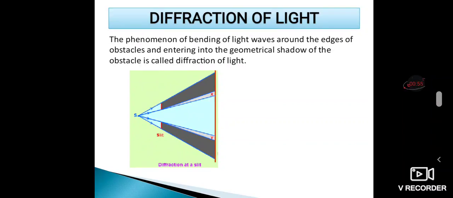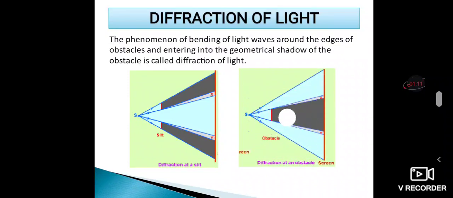In this diagram the slits are there. The slit is nothing but the obstacle here. With the help of an obstacle, the light is bent towards the edges and enters into that shadow area. Similarly, you can observe one more diagram. Because of the obstacle, the light bends towards the edges and afterwards enters the geometrical shadow of the obstacle. This phenomenon we call the diffraction of light.